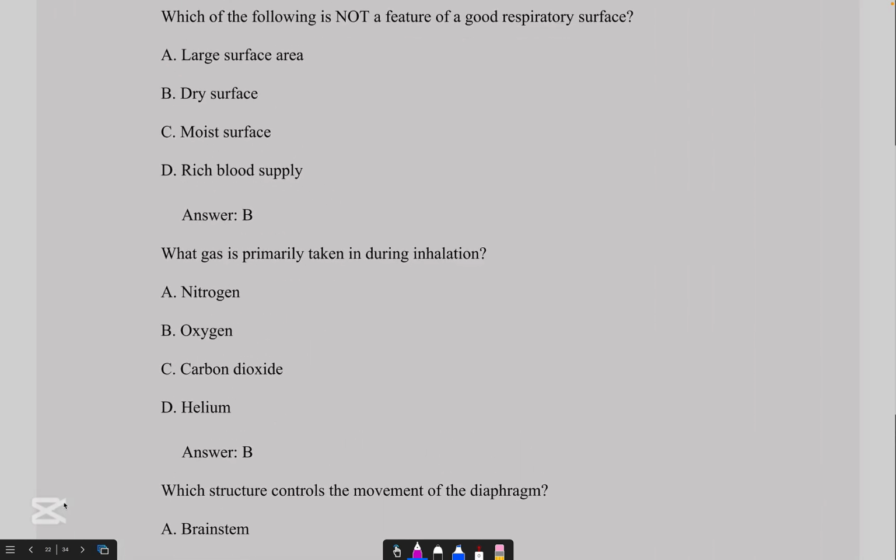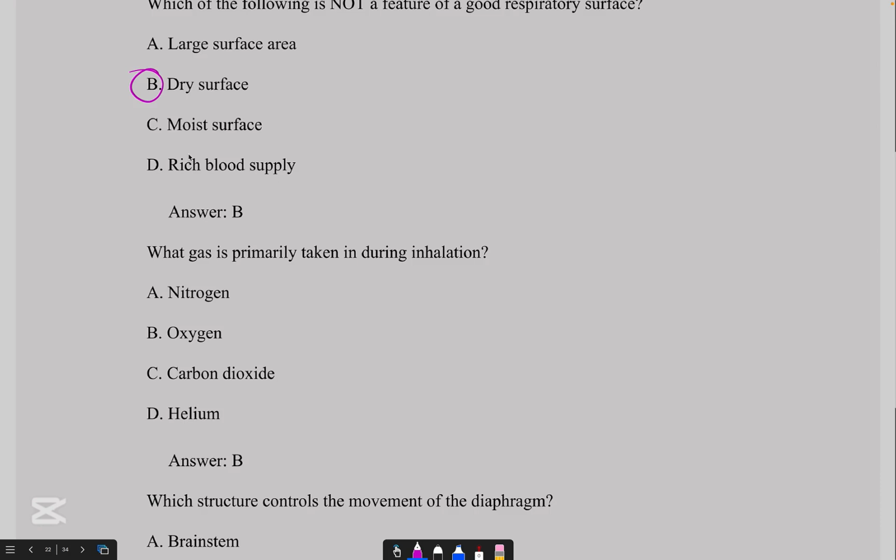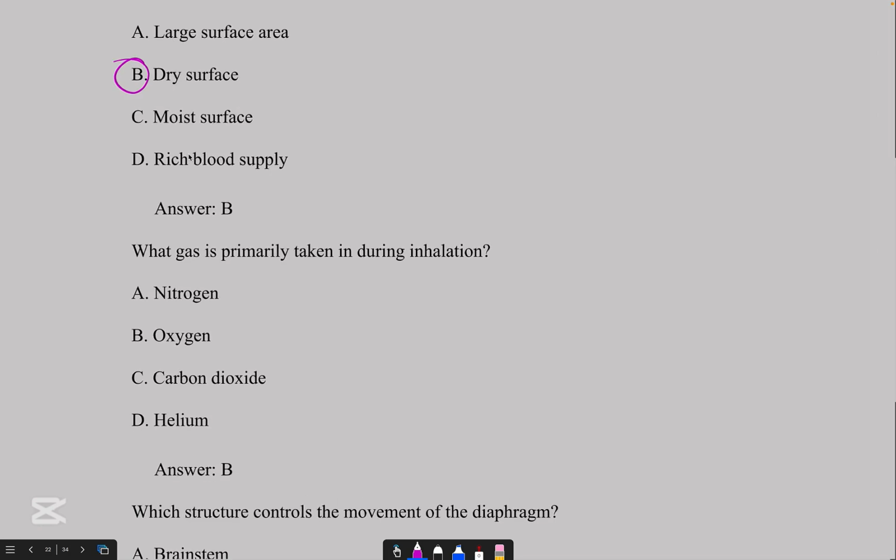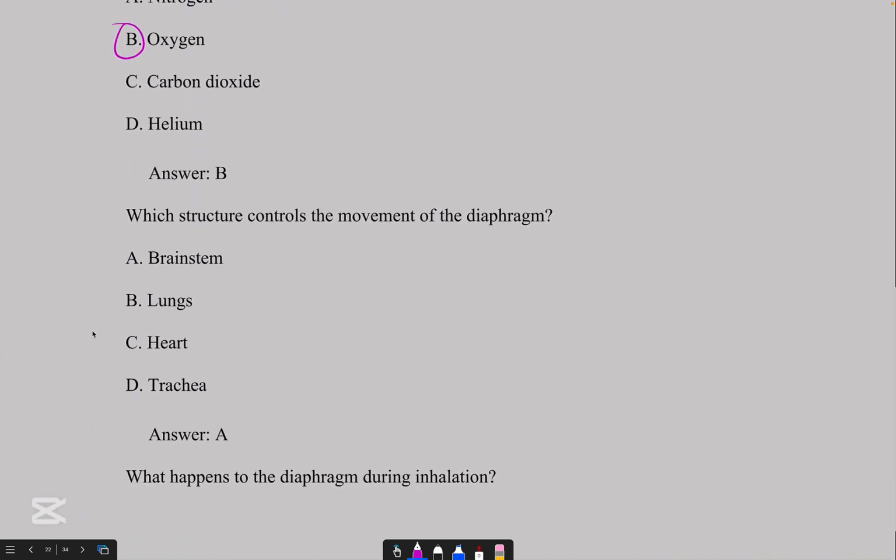Which of the following is not a feature of a good respiratory surface? Large surface area, dry surface, moist surface, rich blood supply. Of course, every other thing here apart from dry surface. A good respiratory surface should not be dry. All right. What gas is primarily taken in during inhalation? What do we breathe in? Oxygen. Which structure controls the movement of the diaphragm? It is the brainstem that controls the movement of the diaphragm.